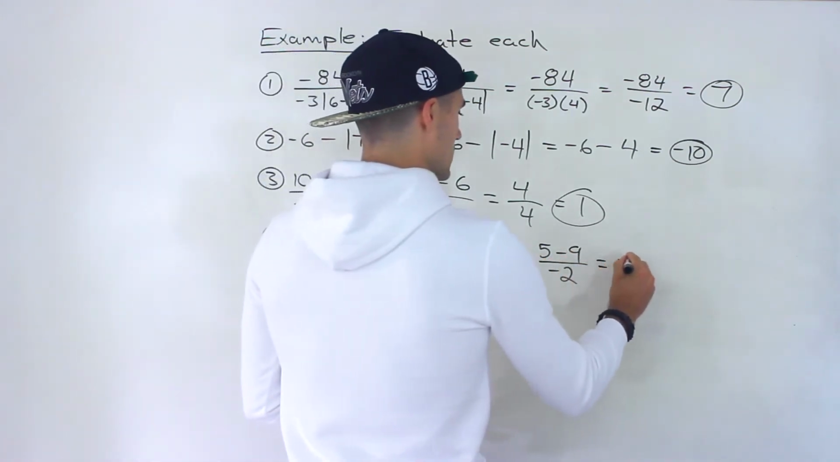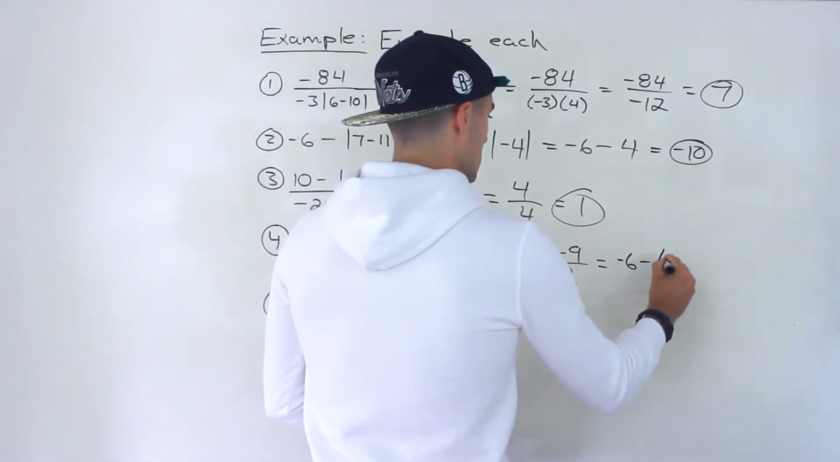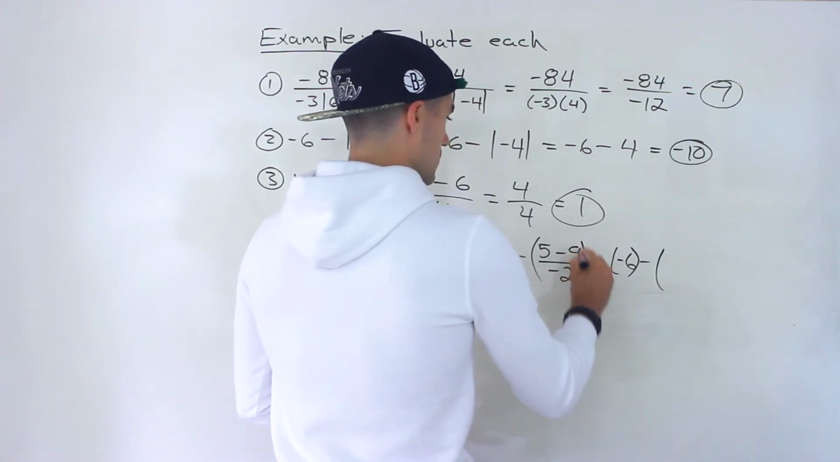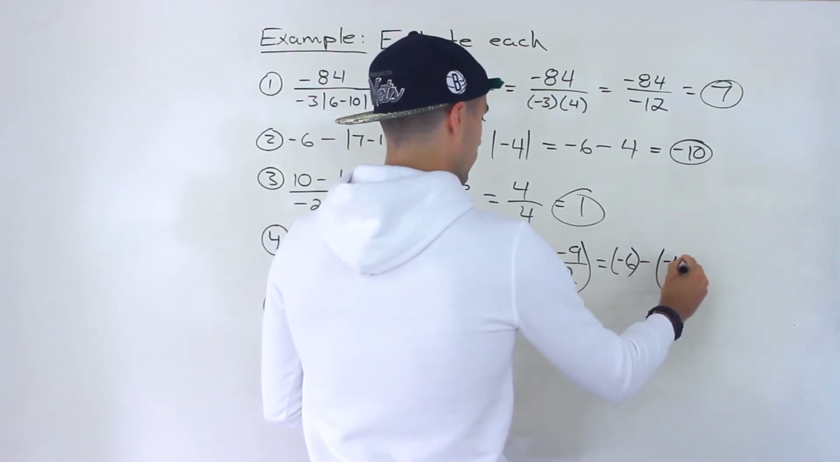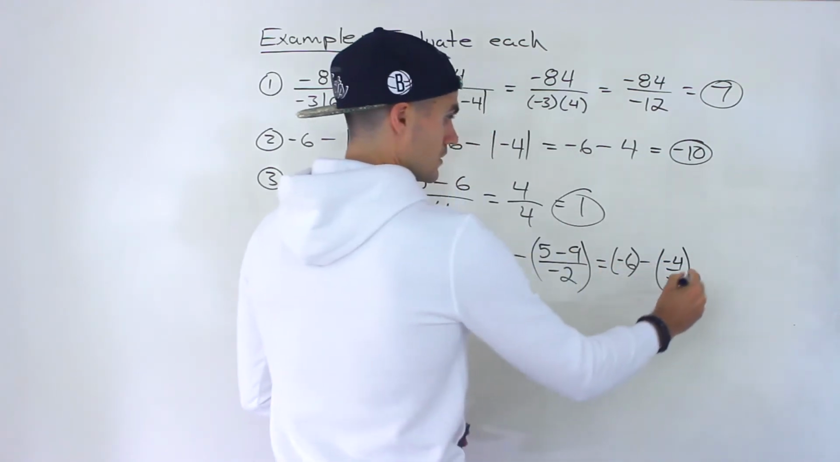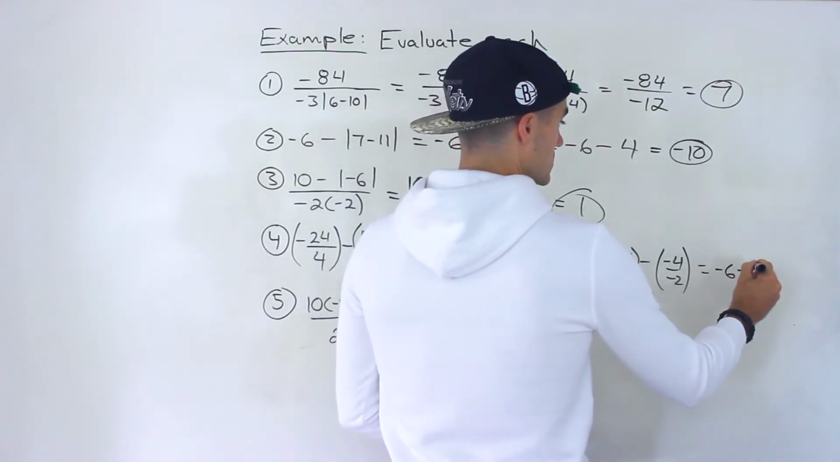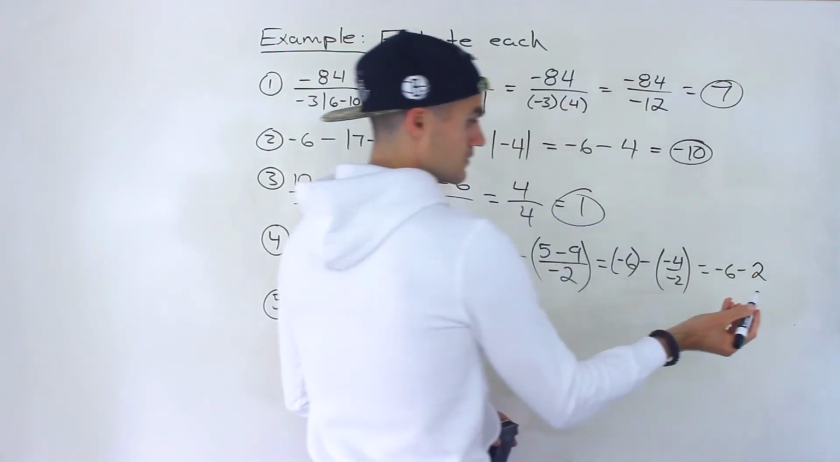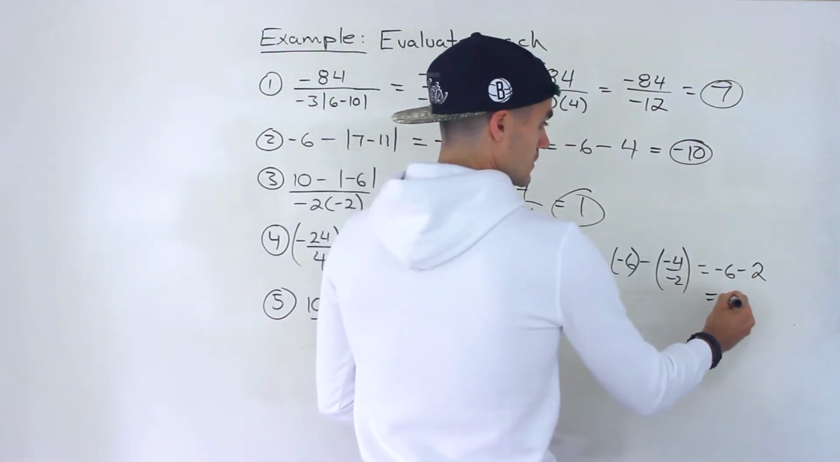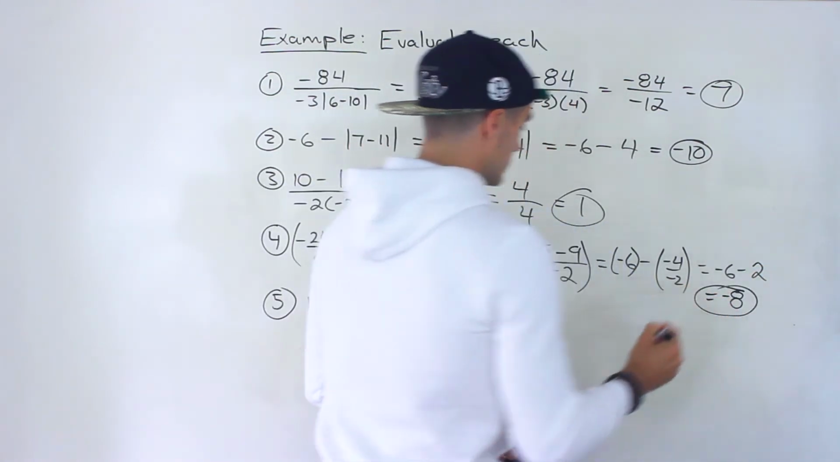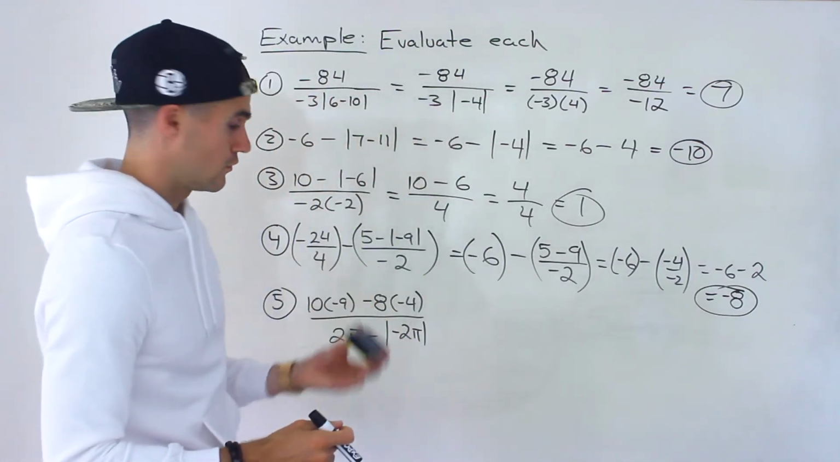So this would end up being negative 6 minus, this is still in brackets, negative 4 over negative 2. Then we have negative 6 minus negative 4 over negative 2, which gives us negative 6 minus positive 2. And so this would end up being negative 8. That's the answer to number 4.